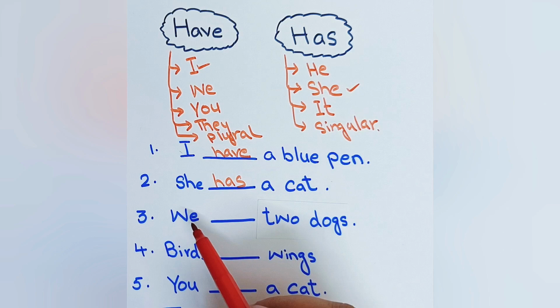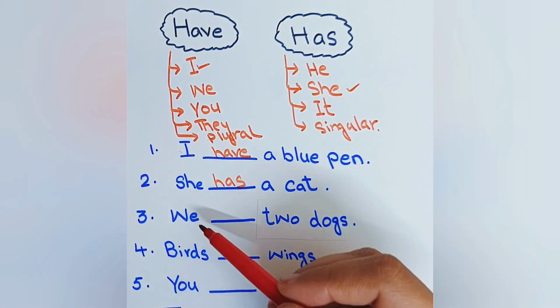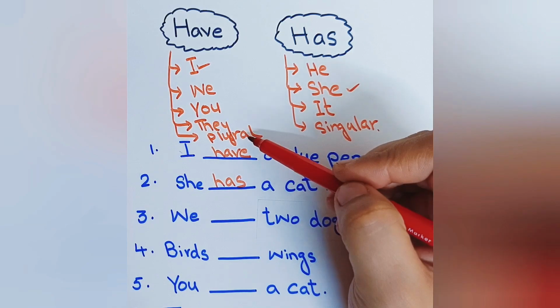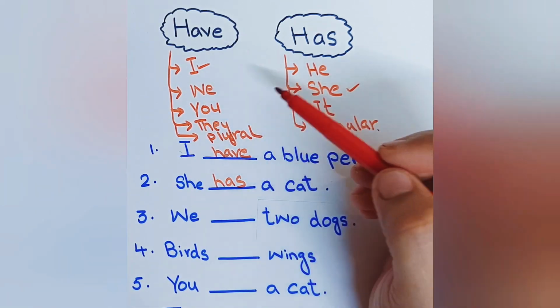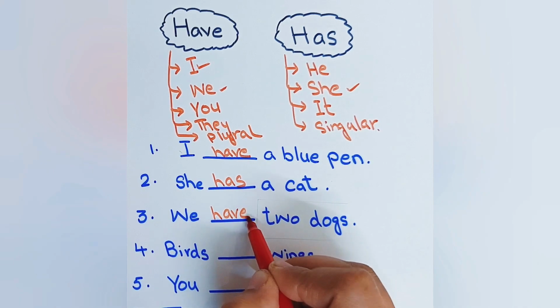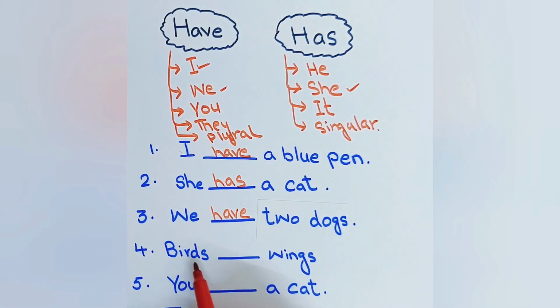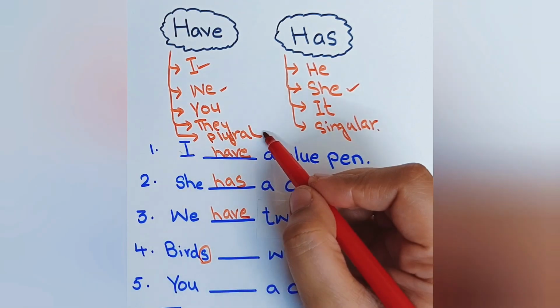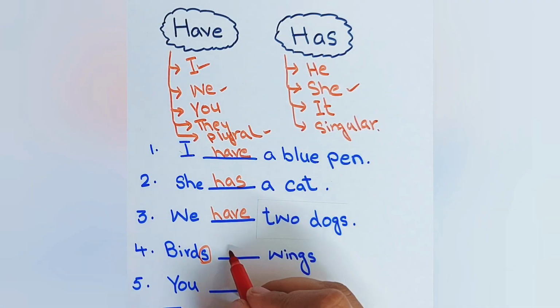Now, the third one. Third is we dash two dogs. We is plural. Also, it is coming under this have one. So you will write over here, we have two dogs. Then the next one, fourth, birds dash wings. Now, observe that the s is coming over here, that is, it is plural, so you will be writing over here birds have wings.